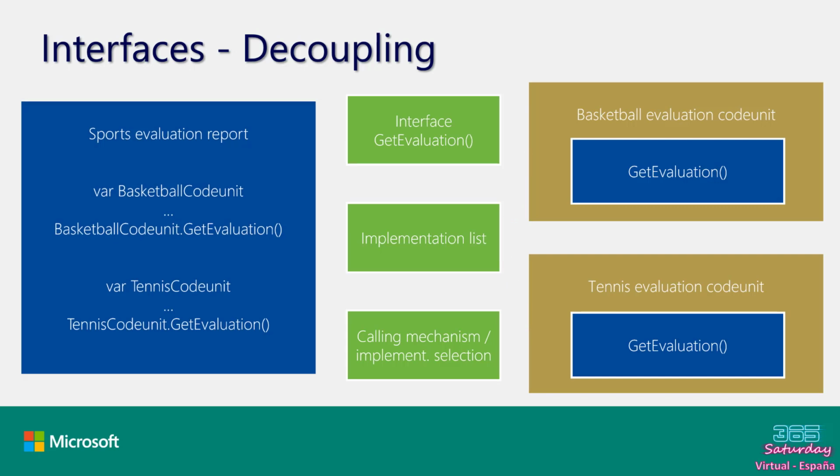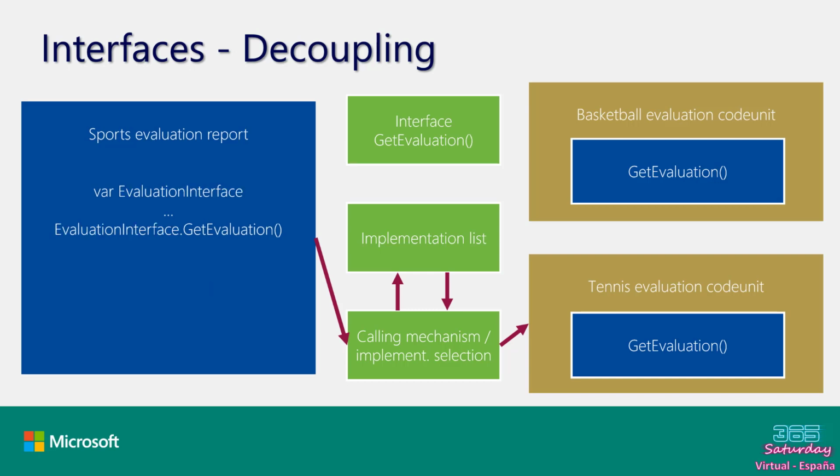And the last part of the story is the calling mechanism. So that means that instead of calling the basketball code unit and the tennis code unit directly, as you still can see in the code on the left side, instead it would call the mechanism in between. That one would look at the implementation list, what is there, make some decision based on setup, based on data, based on whatever, which one it wants to use. So that one would return the information that now maybe it's the turn to use the tennis code unit, and that one would then in turn call the tennis evaluation code unit. But again, no direct link between those.